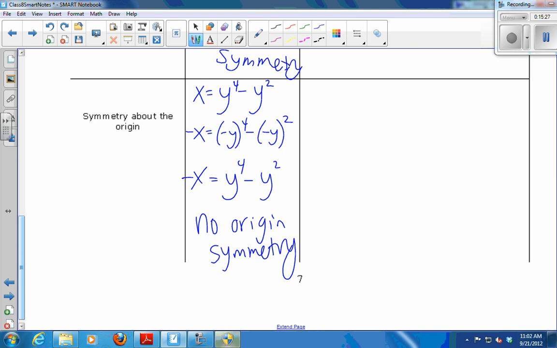All right, so there's two other equations. I want you to work in your groups, test them for the three kinds of symmetry.